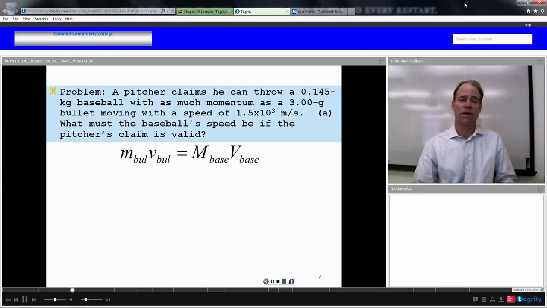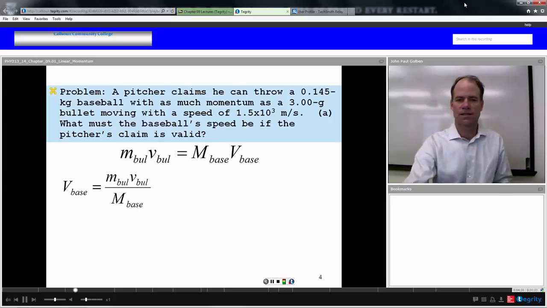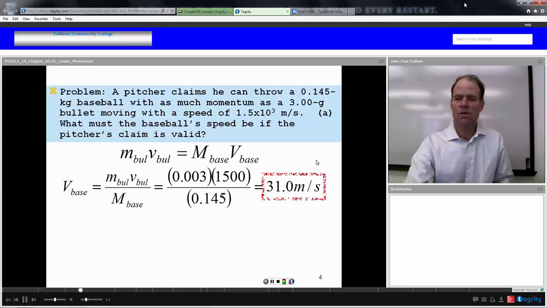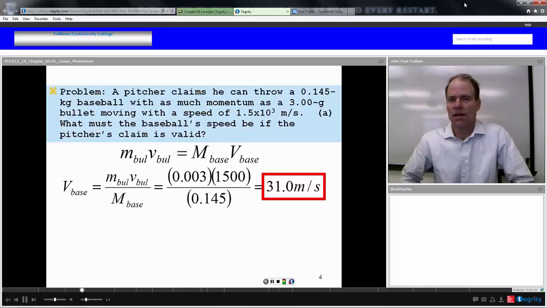Well, they must have the same momentum for that to be true, and hence the mass times velocity of the bullet should equal the mass times velocity of the baseball. Hence, the velocity of the baseball we need would be equal to the momentum of the bullet divided by the mass of the baseball. We have 0.003 kilograms for the mass of the bullet over 0.145 kilograms for the mass of the baseball, times 1,500 meters per second. We would need to throw the baseball at 31.0 meters per second in order for it to have as much momentum as a speeding bullet.